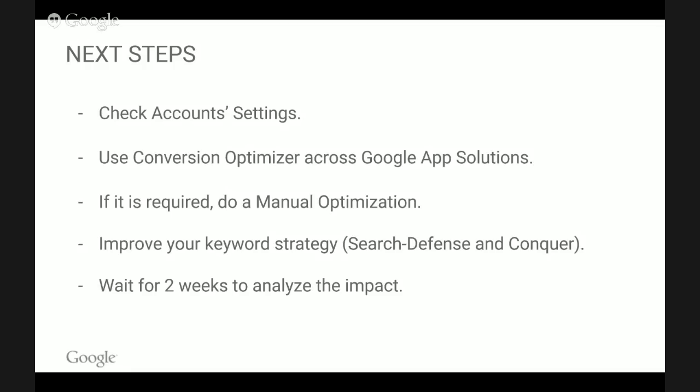Don't try to do manual optimization if you can avoid it, because you can dedicate your time and effort to analyzing where your higher lifetime value users are coming from. But if you need to do manual optimization, do it to improve your keyword strategy. And something quite interesting for me is to wait. In desktop, we see data in real time. In the app world, we have a delay of 24-48 hours.